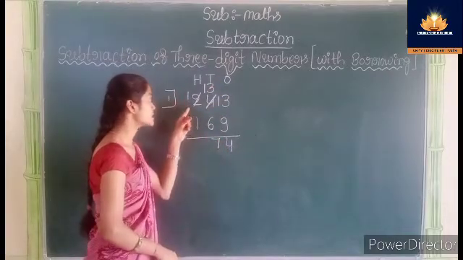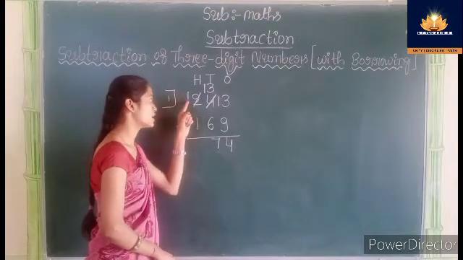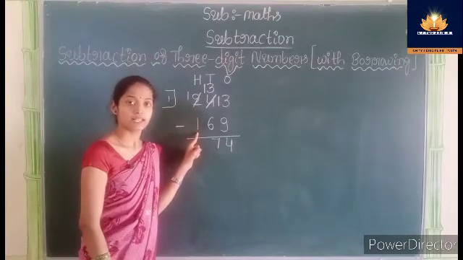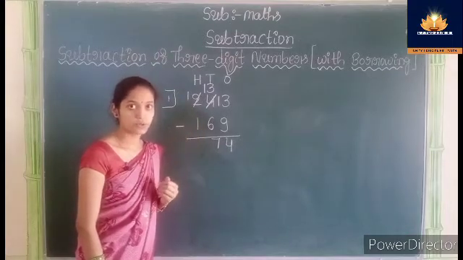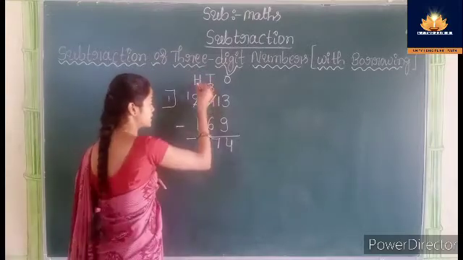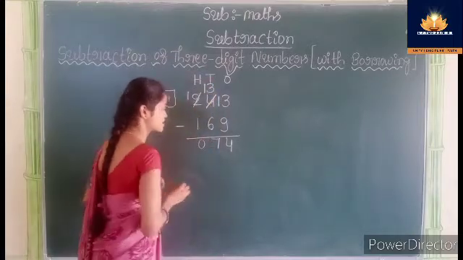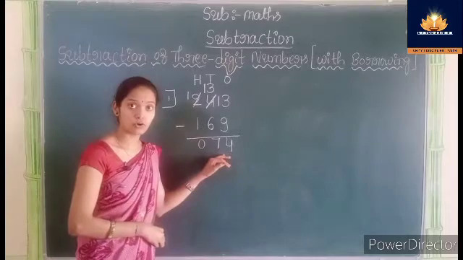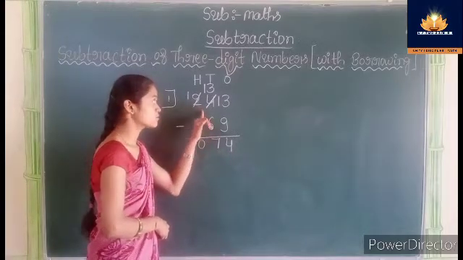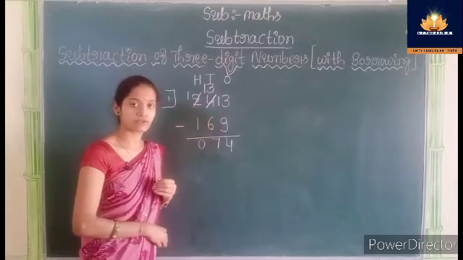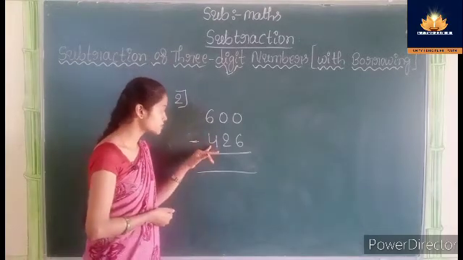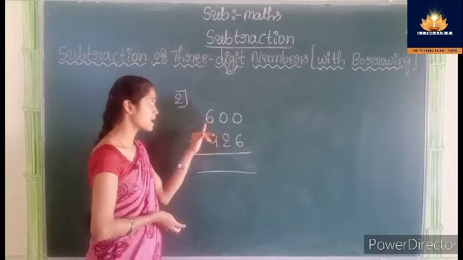In hundreds place, now we have 100. 1 minus 1, that is 0. So we get 0 and that 0 should be written in hundreds place. We get 74 after subtracting 169 from this 243. Now we have to subtract 426 from this 600.